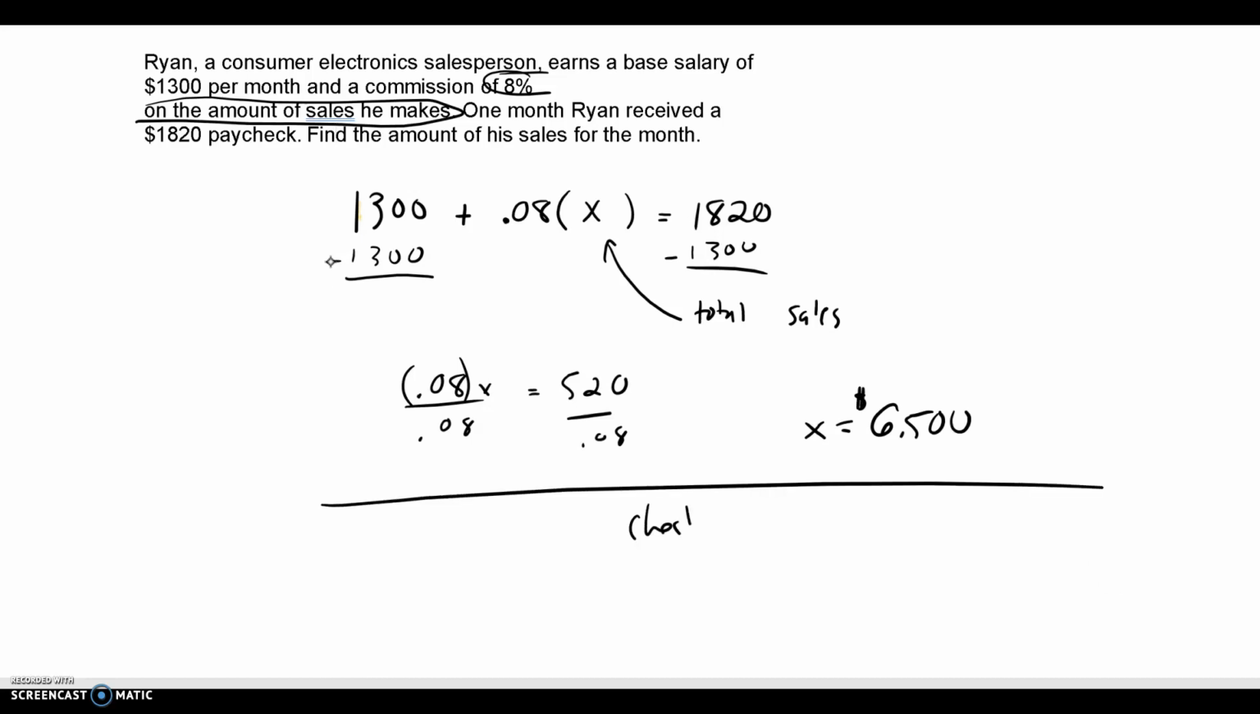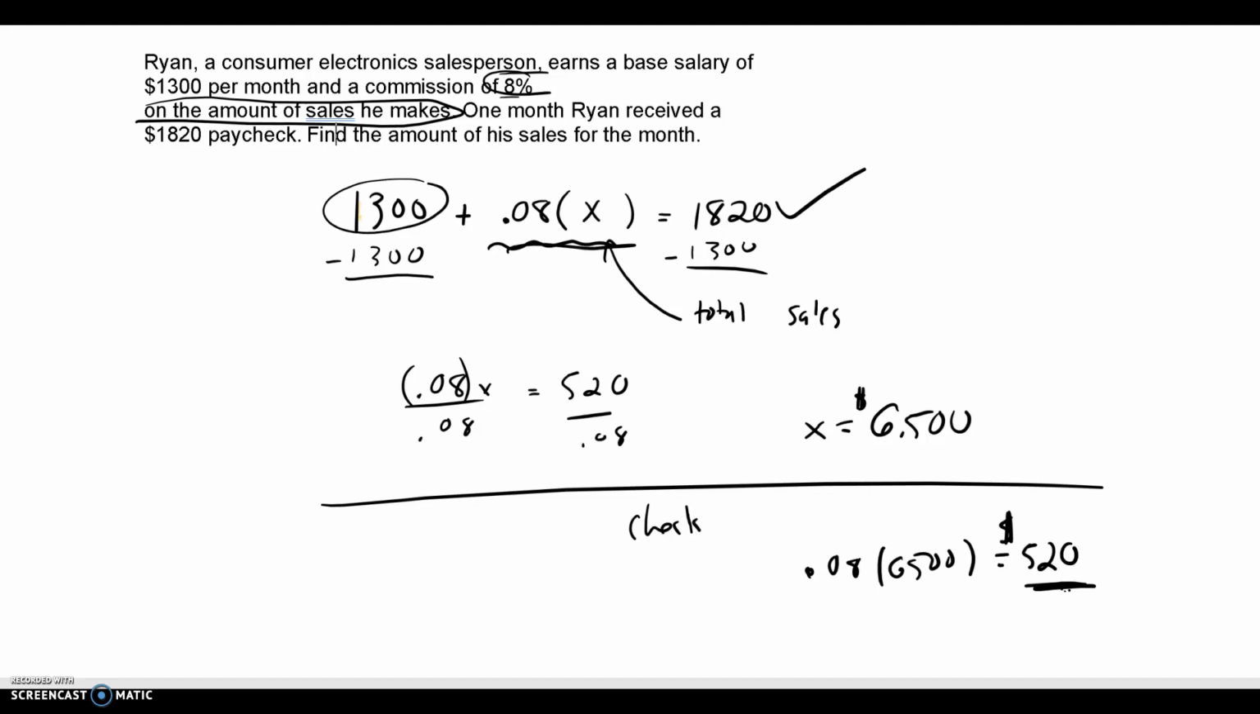And then you can always check your work. Does that make sense? Back to the question, 8% of the sales. So 8% of the sales, am I right? What's 8% of $6,500? 0.08 times 6,500. He earned $520, right? That's his commission, 520. So it makes sense that 520 plus his 1,300 would give him the 1,820.